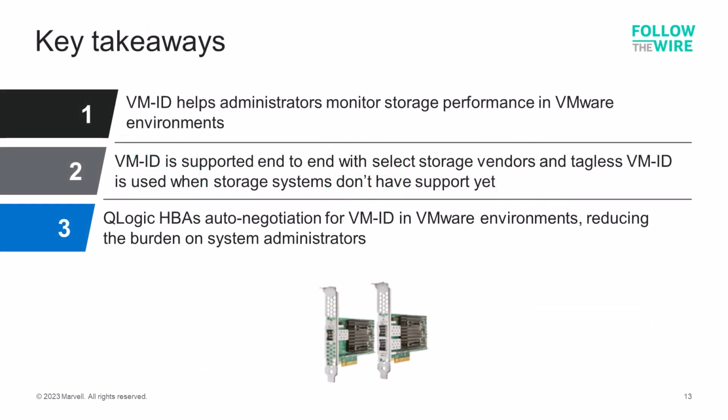So here are the key takeaways from this video. VMID is a great technology available with Fibre Channel storage networks to help monitor storage performance in VMware environments. VMID is supported by a few of the Tier 1 storage vendors today, but can also be implemented as tagless VMID even if your storage vendor isn't supporting VMID yet. QLogic is the only HBA on the market today that auto-negotiates for VMID in VMware environments. No manual configuration required, as with other vendors' offerings. Bottom line is, QLogic HBAs are the perfect choice to optimize and simplify shared storage connectivity in VMware environments.